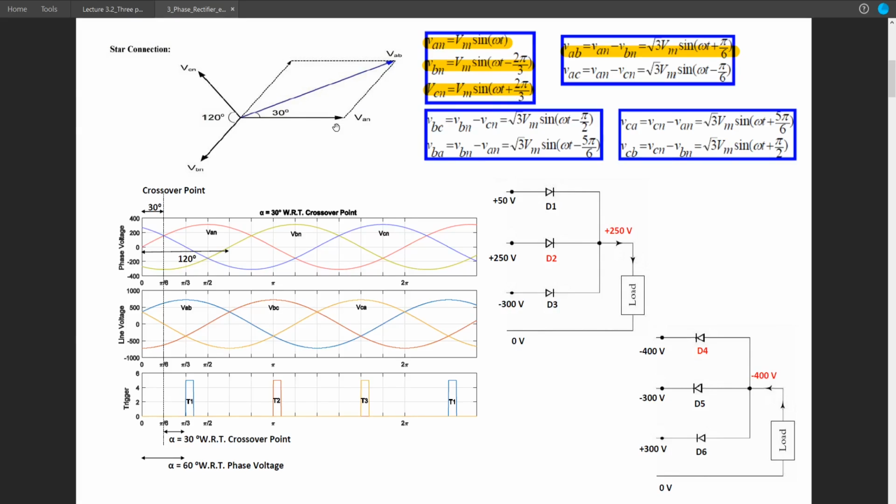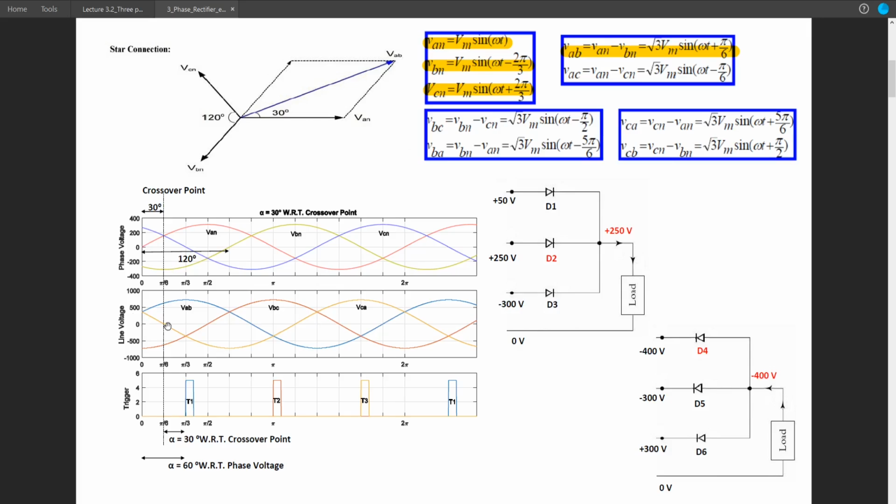We can also derive the line voltages from this diagram. So VAB will be the summation of VAN and minus VBN. So if we extend the BN in the opposite direction, it will represent minus VBN, so the summation will indicate VAB, and the angle between VAB and VAN is 30 degree, and VAB leads VAN by 30 degree. This means VAB will start before VAN.